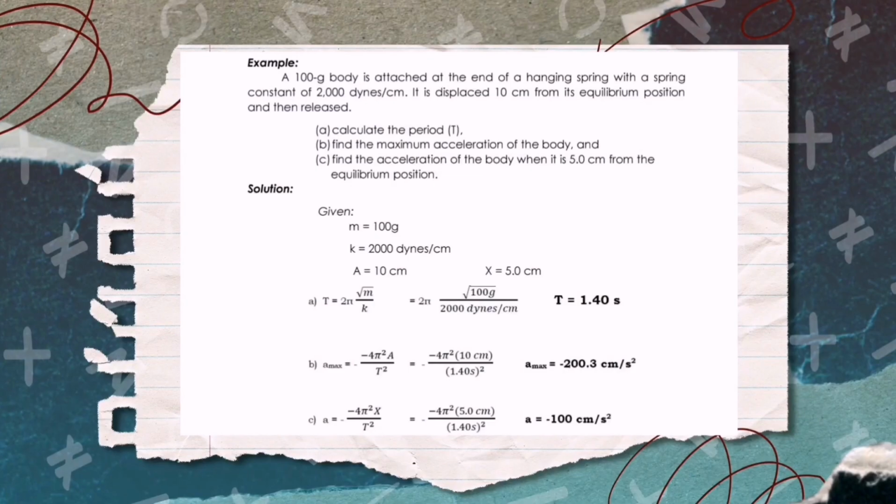So in conclusion, simple harmonic motion is a periodic motion where the restoring force is proportional to displacement. The key equations help us find the period, amplitude, and acceleration. By using the formulas, we found that the value of T, or the period, is 1.40 seconds. The value of a sub max is negative 200.3 centimeters per second squared. And the value of the acceleration is negative 100 centimeters per second squared. Let's move on to another topic.